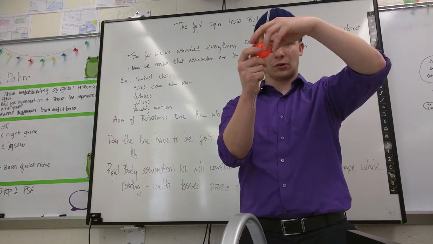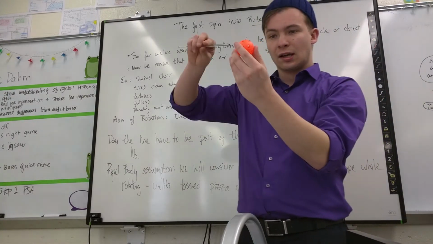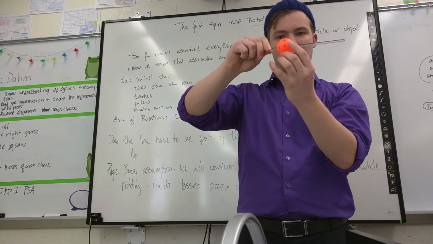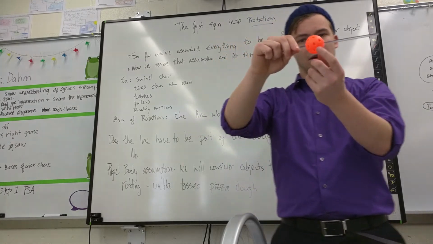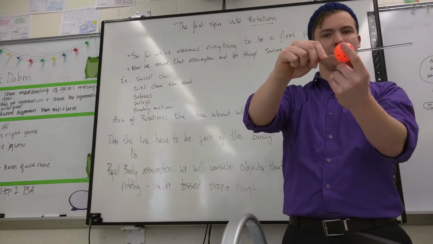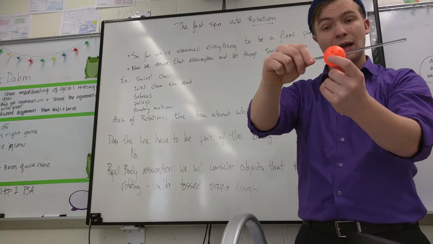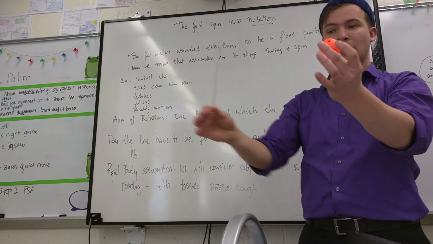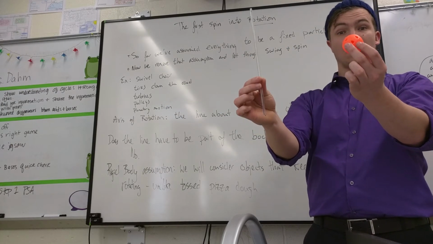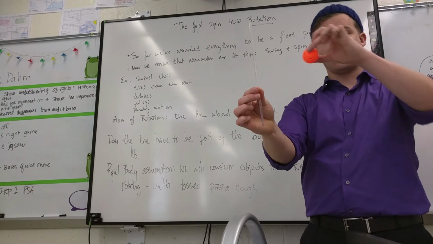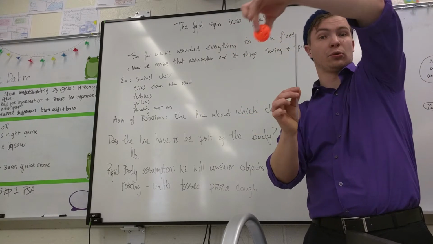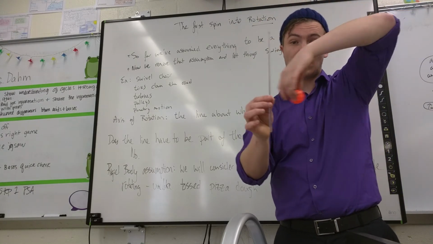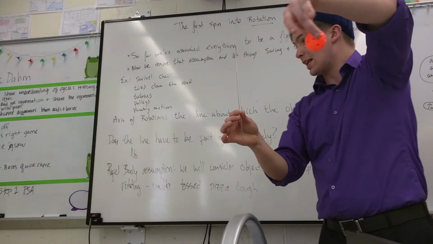That's not the only line of rotation for this sphere. Maybe it's rotating in a different way. Maybe it looks something like this, and it's rotating like that. Question for you guys is, does the axis of rotation have to line up with some point on the object? No, it does not have to. Maybe I have my axis of rotation here in space, and my object is going around it like that. That's also rotating motion. So the axis of rotation is whatever line the object is rotating about.